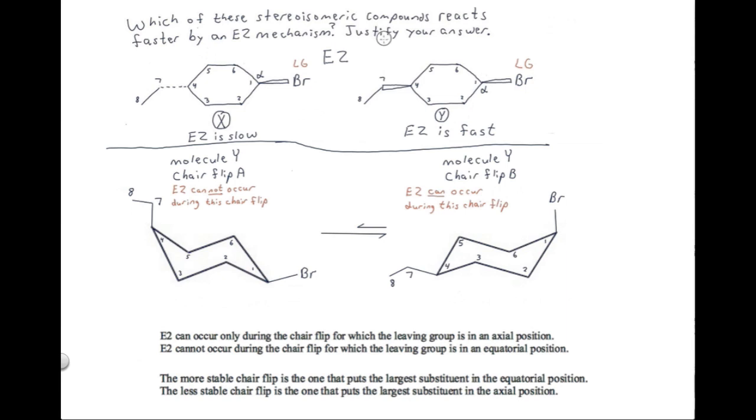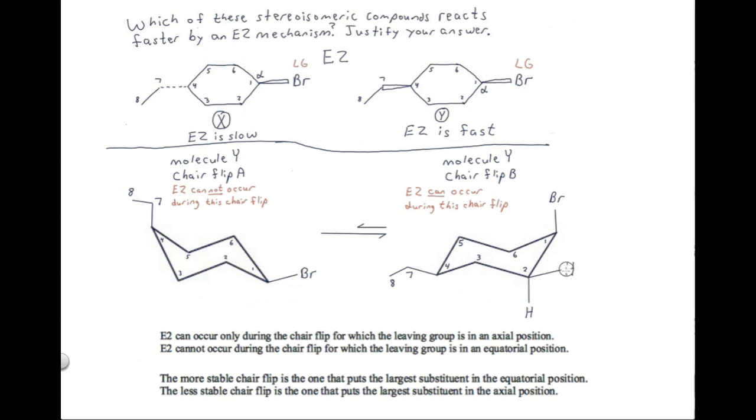Now, as part of your justification for your answer for this type of problem, most professors would like to see you actually draw the mechanism for the faster E2 reaction. So if you haven't done so already, pause the video and draw the mechanism for the E2 reaction for molecule Y. Well, to do that, we have to show the beta hydrogen. Which beta hydrogen are we going to use for E2? Well, remember that in a ring, you have to use a hydrogen that is trans to the leaving group, because otherwise there's no way it could be anti to the leaving group.